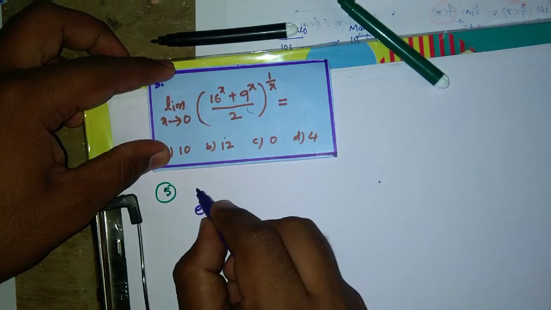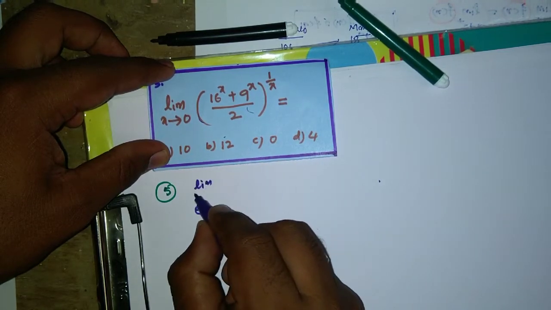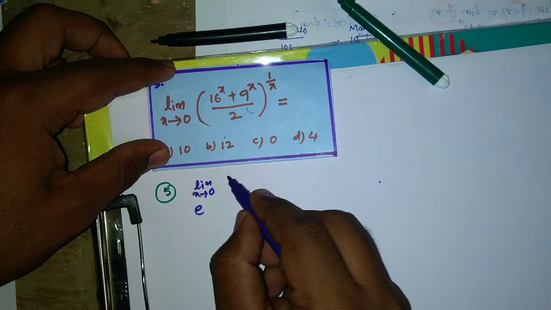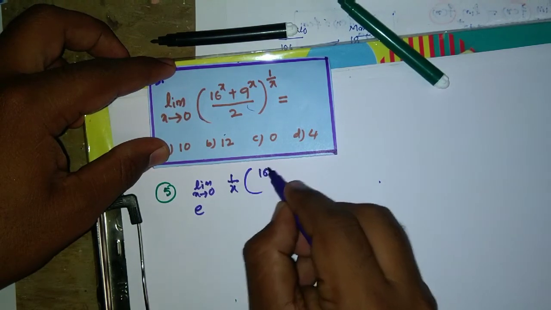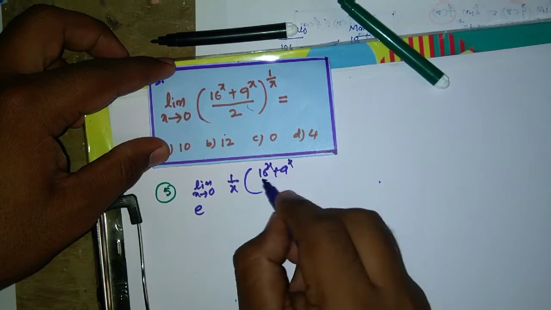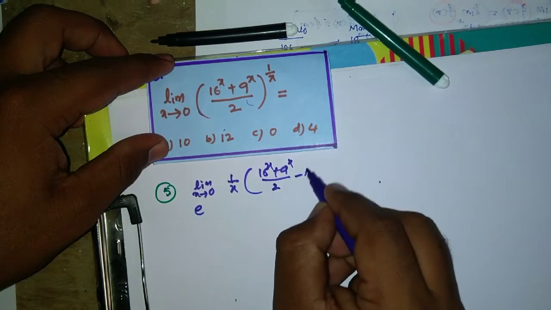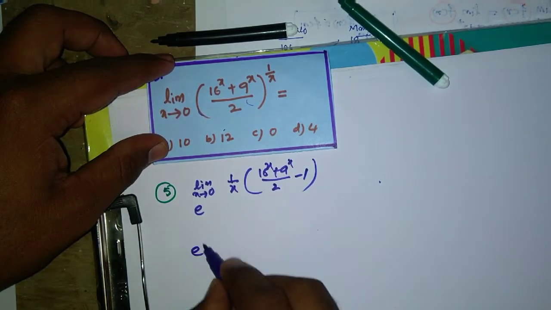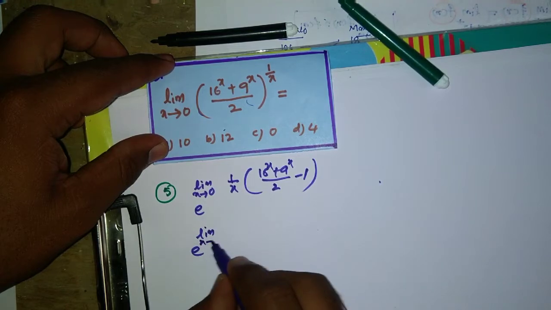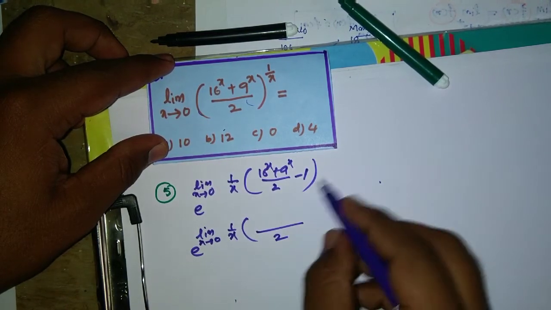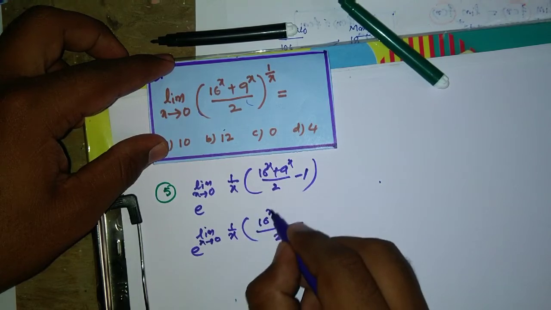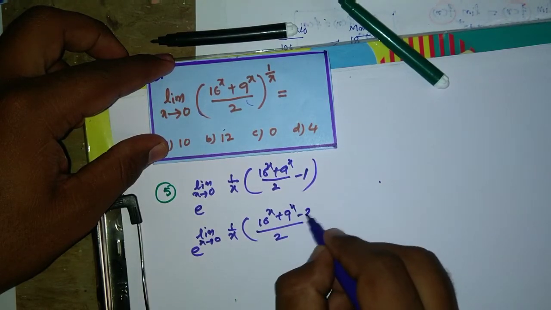Apply formula. So e raised to limit x tends to 0, right? So what is the formula? B into, nothing but 1 by x, into A minus 1, that is (16 raised to x plus 9 raised to x) by 2 whole minus 1. So now apply formula. So once again, e raised to limit x tends to 0, 1 by x, right? So what is the LCM here? 2. This becomes what here? 16 raised to x plus 9 raised to x minus 2.